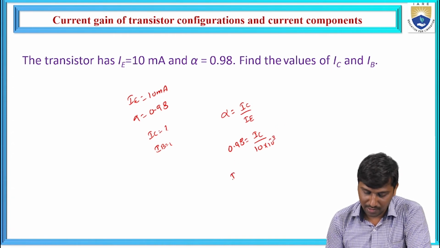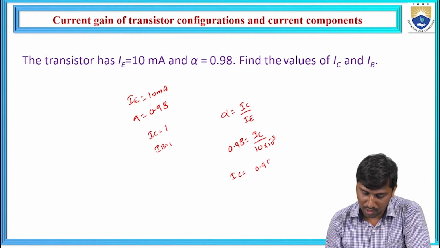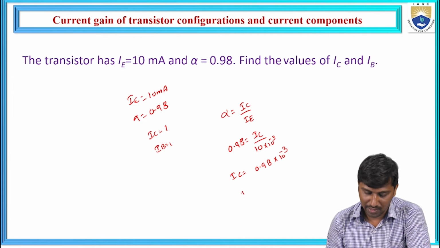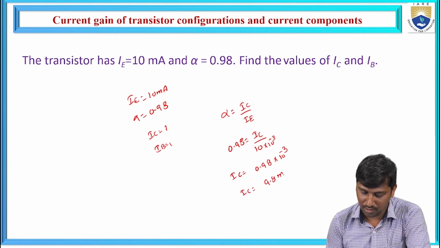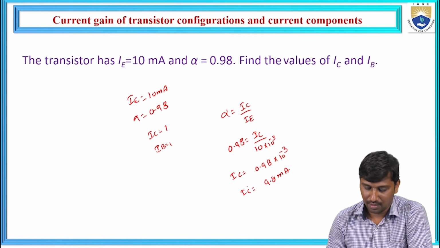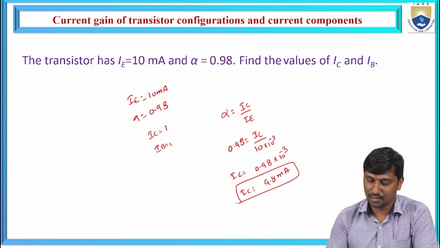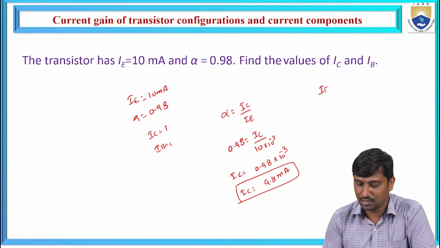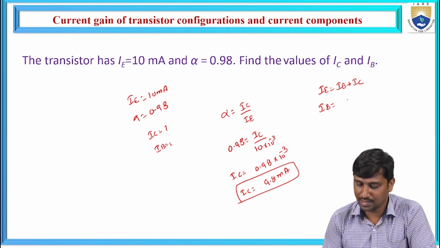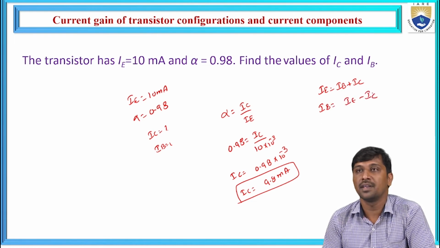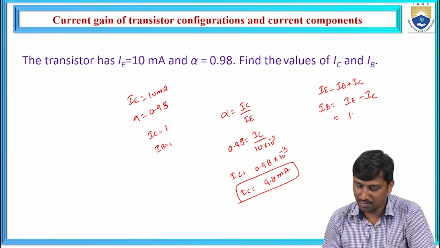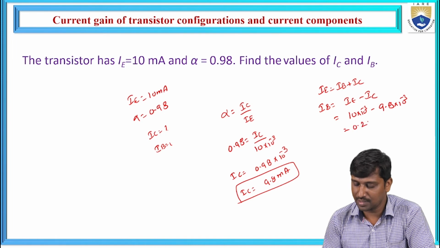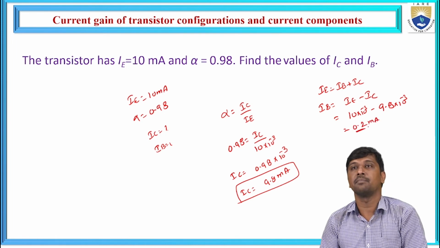So from this IC is equal to 0.98 into 10 into 10 to the power of minus 3, so IC is equal to 9.8 milliamperes. Then we need to calculate the base current. IE is equal to the summation of base current and collector current. So the base current is the difference between emitter current and collector current. IE is 10 milliamperes and IC is 9.8 milliamperes. Hence the base current is 0.2 milliamperes.